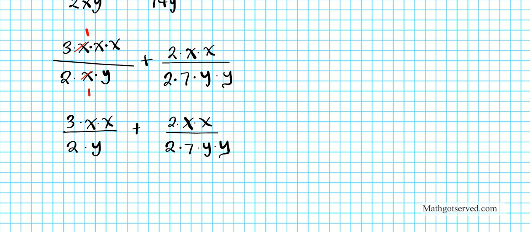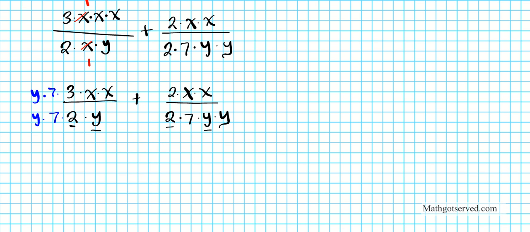To add, we need to find the LCD, make the denominators the same. So we have a 2 here, we have a 2 here and a 2 here, that's good. We have a y here and that's a y here. So we need a 7 and a 1 on the right side. So what we're going to do is we're going to introduce a 7 top and bottom. And then we'll introduce a y top and bottom. Okay? And then we're going to multiply across.